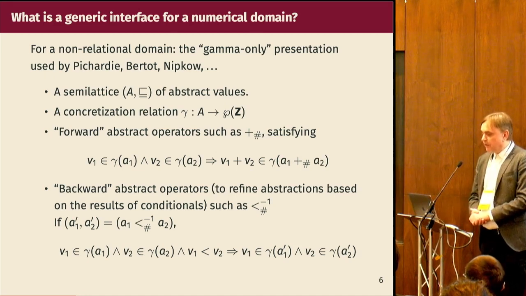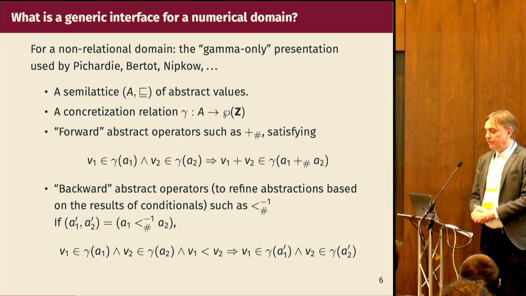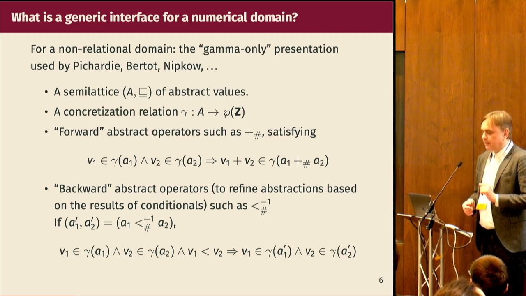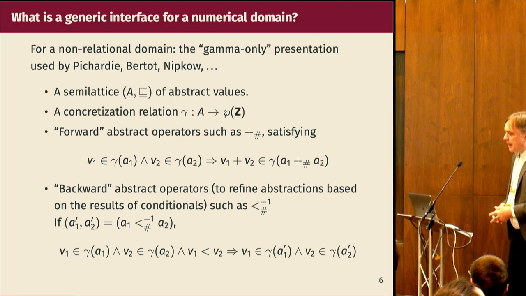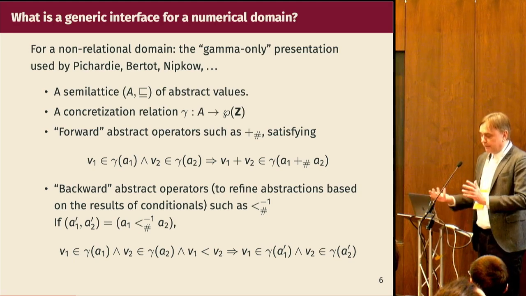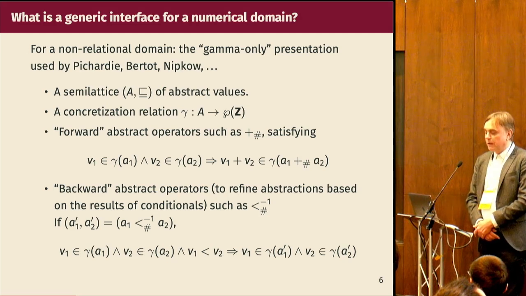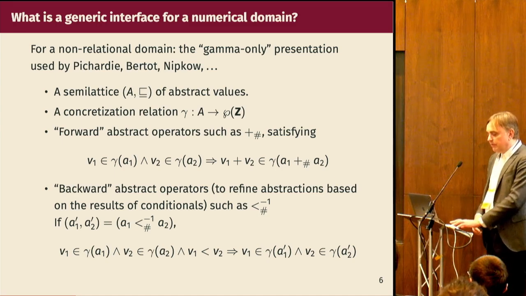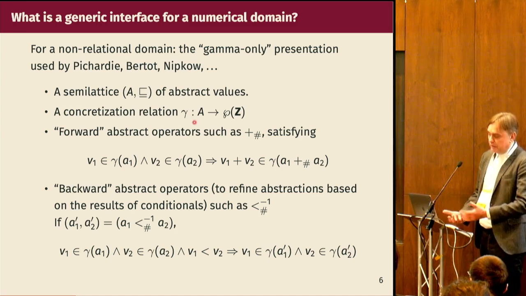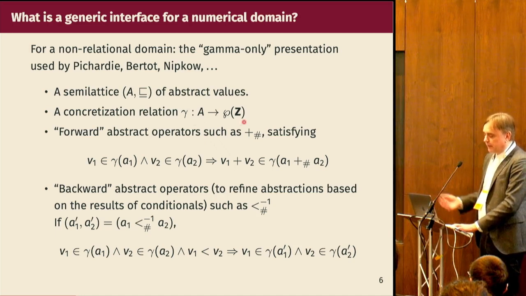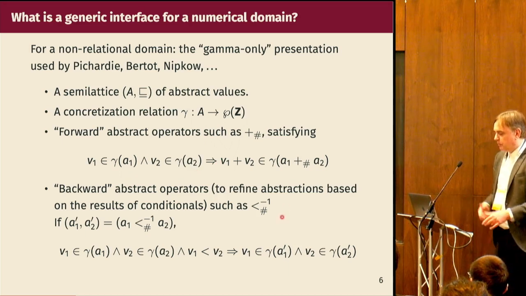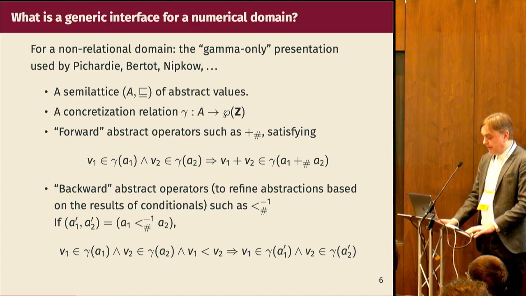interfaces used. So what's a generic interface for a numerical domain? For a non-relational domain, what is a generic mechanized interface for a numerical domain? So there's a presentation that is pretty popular these days. It's the gamma presentation used by Pichardie, but also used by Berthaud in course notes, by Nipkow and Klein in their textbook. So basically, you have a semi-lattice of abstract values, a concretization relation, gamma, from abstract values to sets of numbers, some forward abstract operators with a soundness property, and backward abstract operators to refine conditionals. Okay, so this is pretty standard and pretty easy to formalize in Coq.